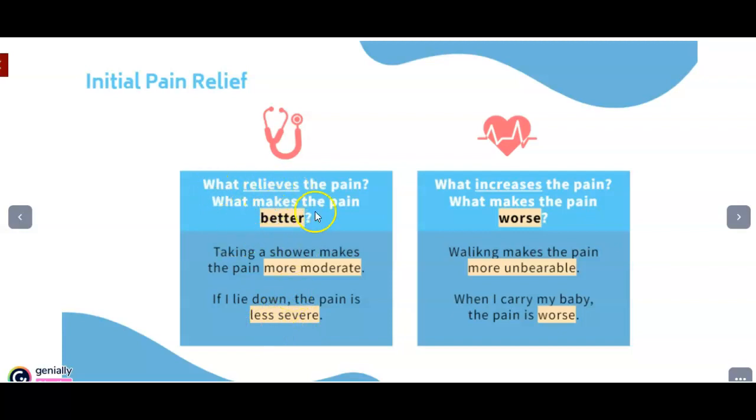Remember, these are the questions that you as nurses can ask, and these are the answers that your patients can give you. Then we have this. What increases the pain? Or what makes the pain worse? Okay, relief is when you feel better. Increase is when you feel worse. For example, walking makes the pain more unbearable. Unbearable has many syllables, so that is why it is "more." And then, when I carry my baby, the pain is worse. So these are the ways in which we can use comparatives when we are talking about pain relief.